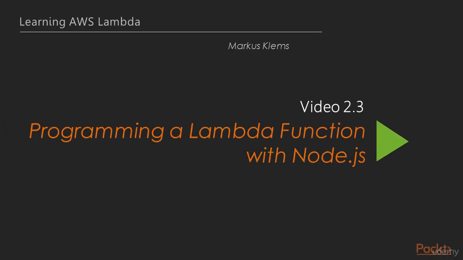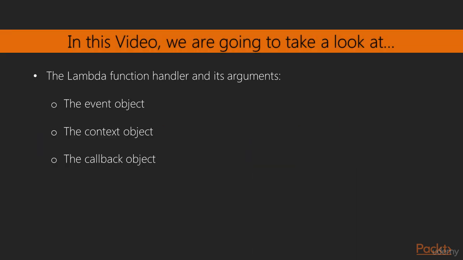In the previous video, we used a serverless framework to auto-generate some code for us, including a function handler. Now let's learn a little bit more about programming Lambda functions with Node.js. We're going to take a closer look at the function handler and in particular its arguments, the event, context, and callback objects.